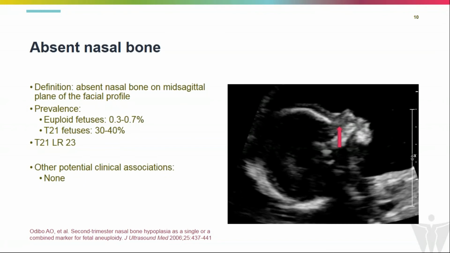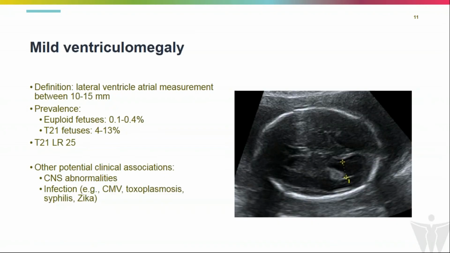Mild ventriculomegaly. This is a section through the fetal head, and you can see here that we are measuring the lateral ventricles at the level of the atria. Ventriculomegaly, at least the mild form, is defined as a measurement between 10 and 15 millimeters. We can see this in 0.1 to 0.4% of euploid fetuses and 4 to 13% of trisomy 21 fetuses. The reported likelihood ratio associated with this and Down syndrome is 25.